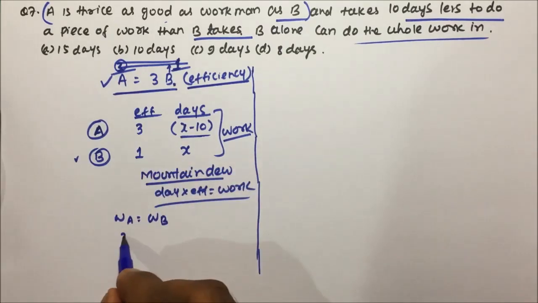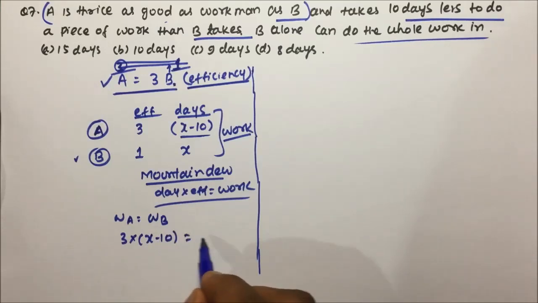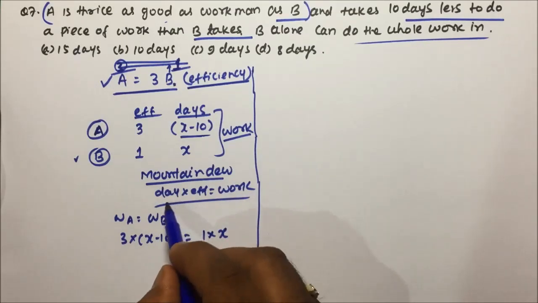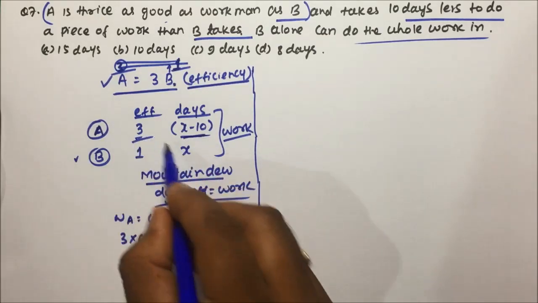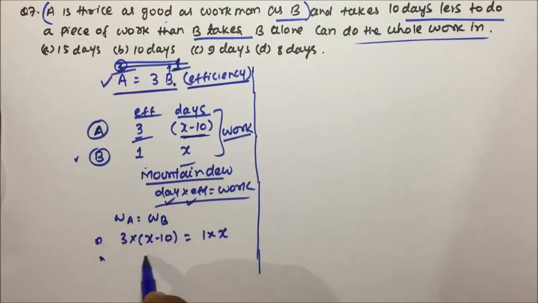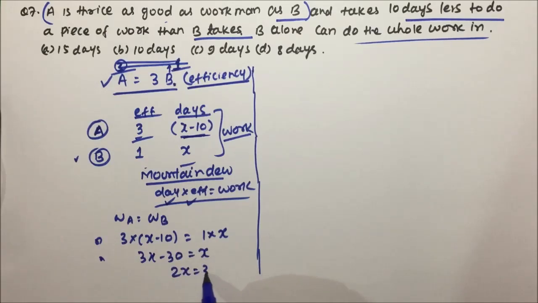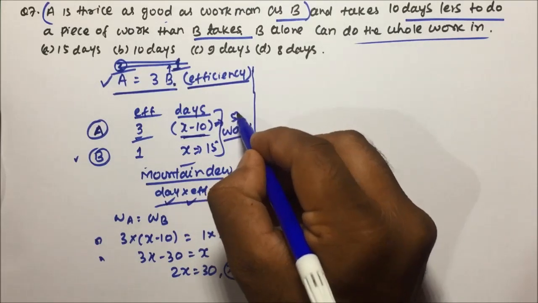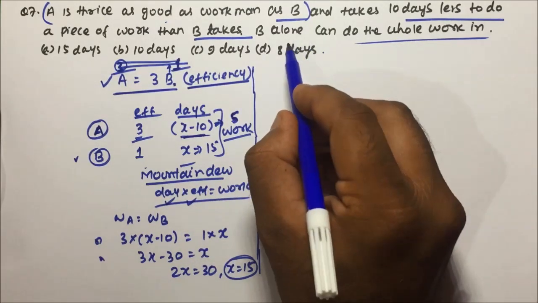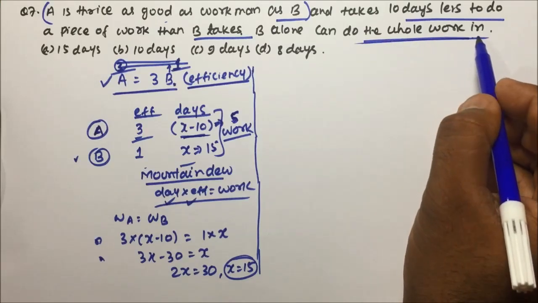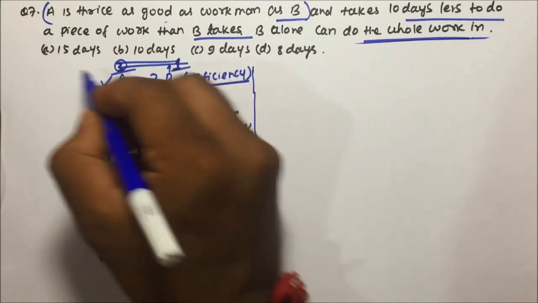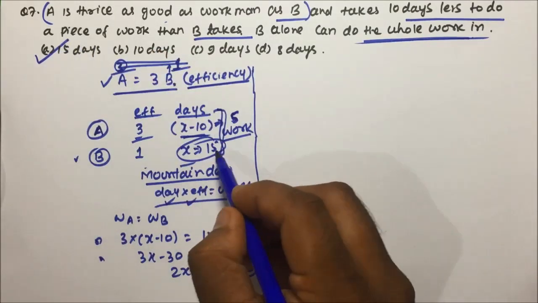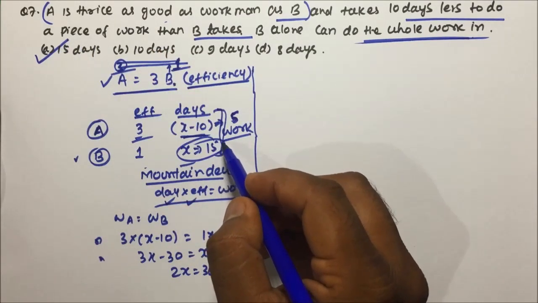Now you see, 3 into x minus 10 will be equal to 1 into x. Work done will be equal to days into efficiency. Now you try to solve this. So 3x minus 30 will be equal to x, and then 2x will be equal to 30, and then x will be equal to 15. Now this will become 15, and this will become 5. What are they asking in the question? B alone can do the whole work in how many days? 15 days. So work will always be the same, friends. Don't get confused. You can easily do this question.